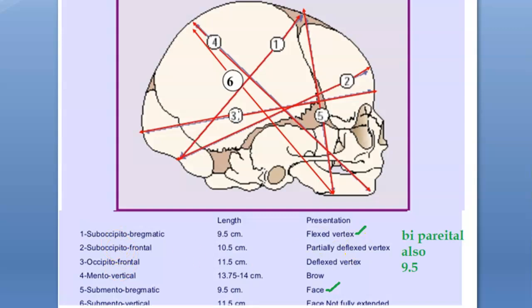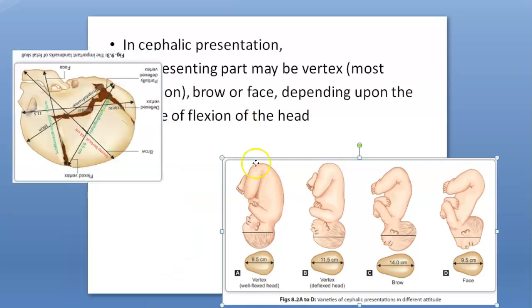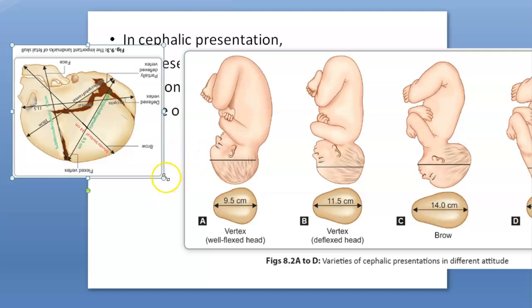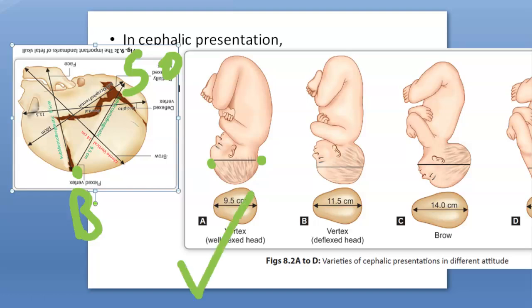To understand the presentation, we have turned the baby's head, because the baby is trying to come out like that. Now, what are we trying to understand? Cephalic presentation. In cephalic presentation, the bregma is here, we have put it down. Suboccipitobregmatic. Where do you see suboccipito? This is suboccipito, and this is the bregma. Suboccipitobregmatic 9.5, we got one already.